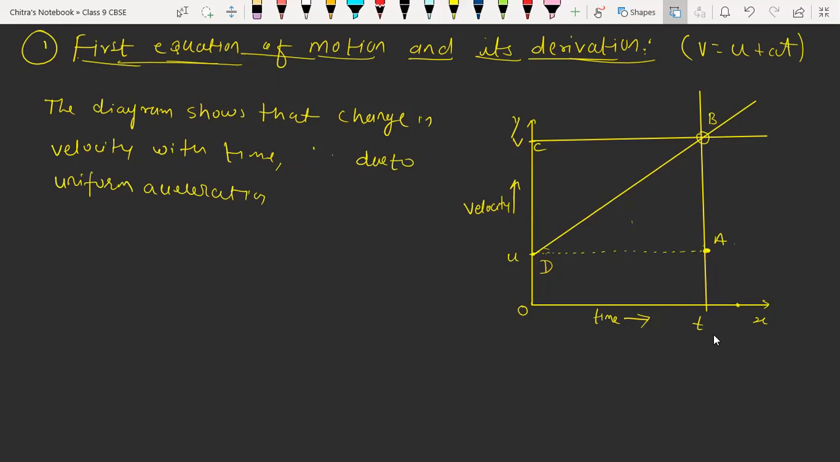See, in the figure it shows the change in velocity with time. So I'm writing here: the diagram shows the change in velocity due to uniform acceleration, because the line is a straight line, that means it is uniform acceleration. Here we have change in velocity, that means we will have initial velocity and then final velocity. At point D, the object starts moving from this point.